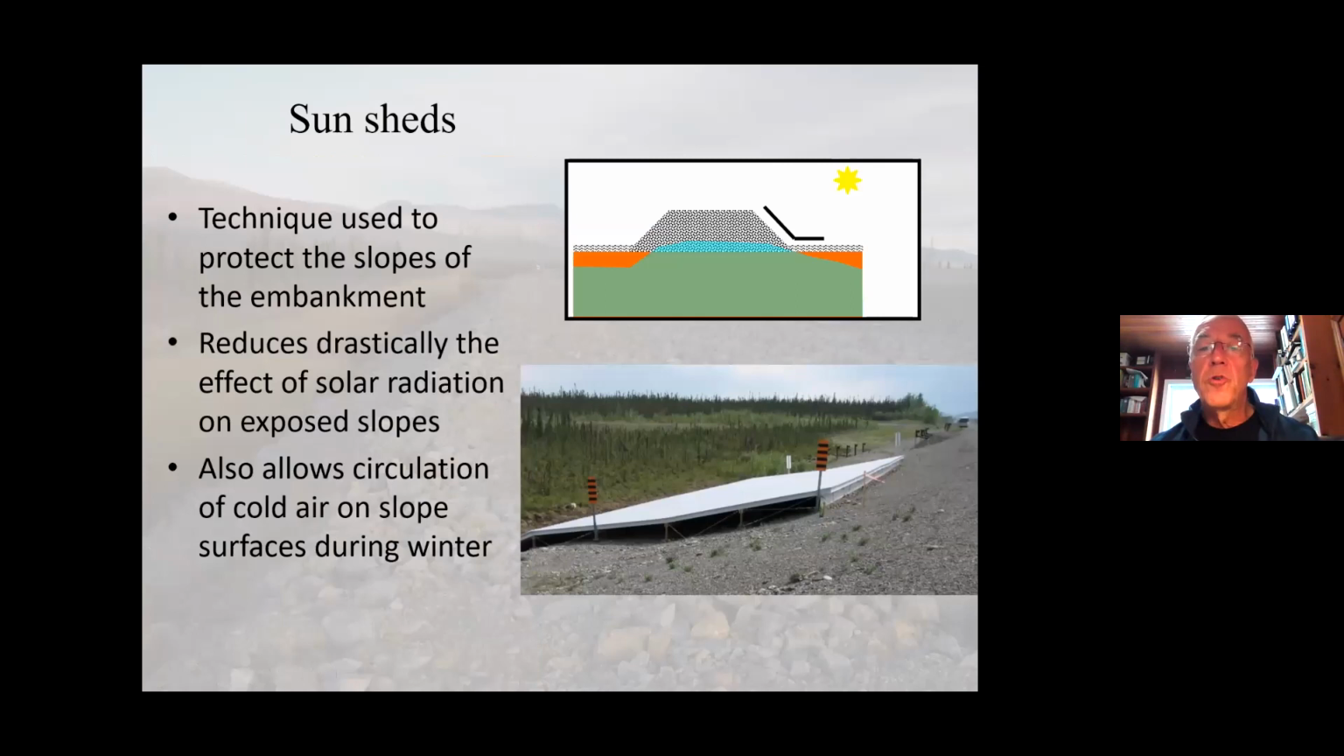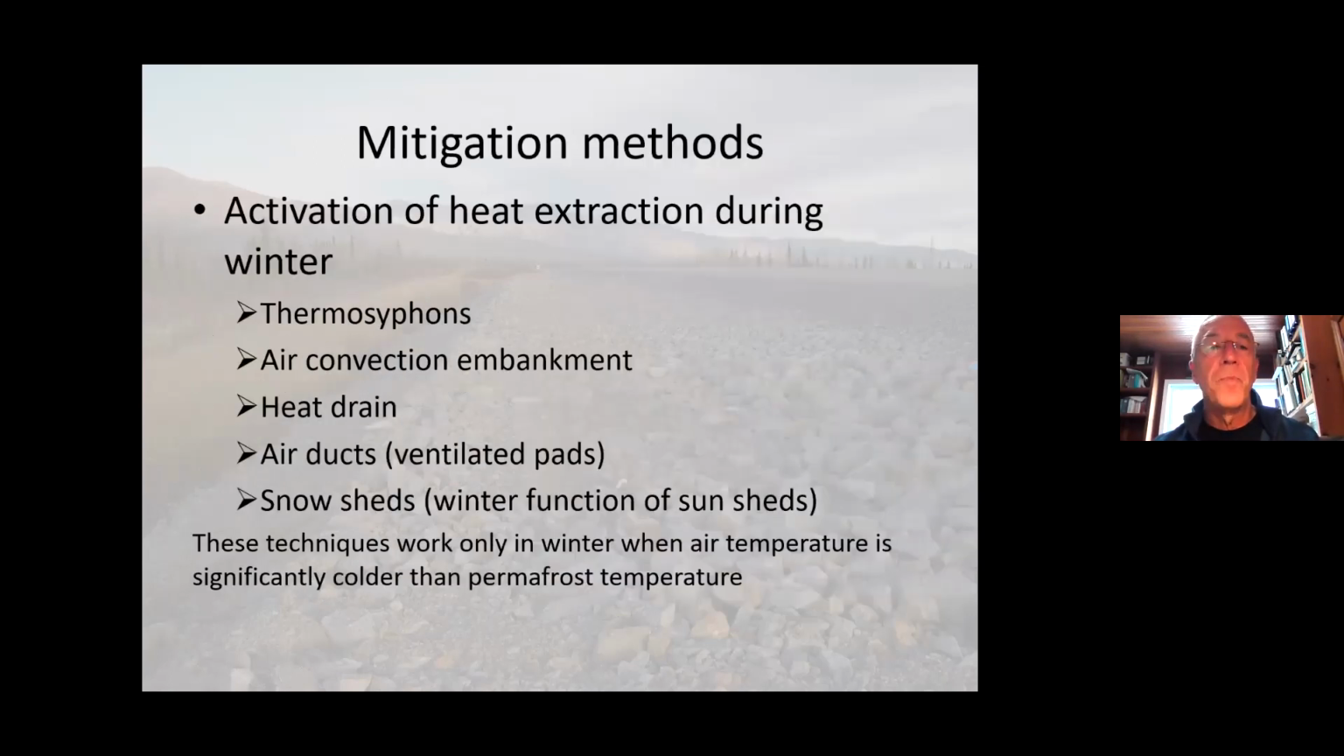Sunsheds can also be used to protect shoulders. Sunsheds are very effective because they shade the sun radiation during summer, but they also prevent snow from accumulating on the ground, so air can circulate and cool the ground underneath the shed. So it's a very effective technique to protect the slopes, though they are kind of expensive.